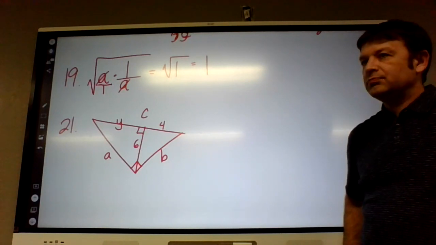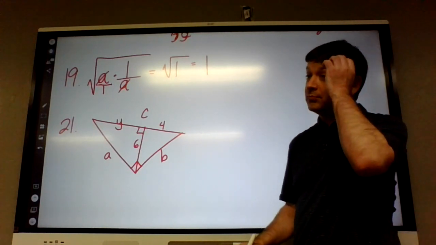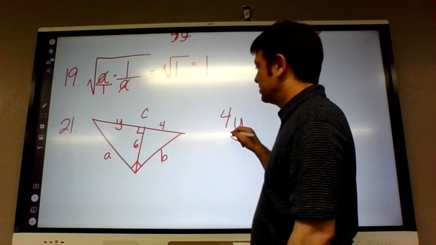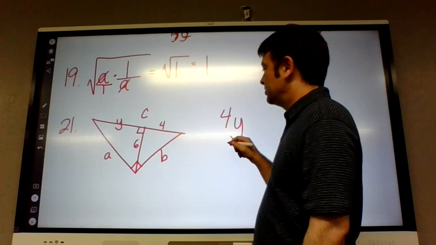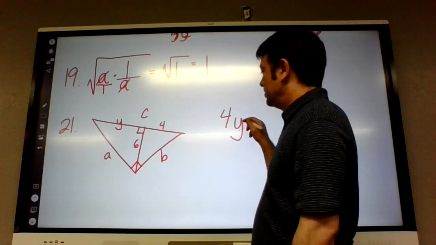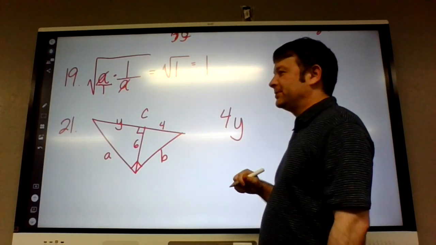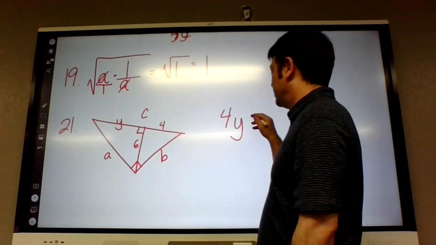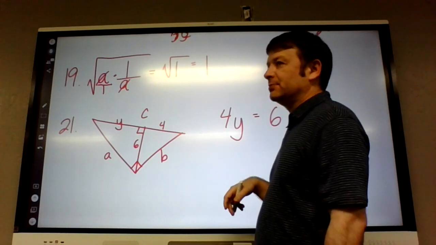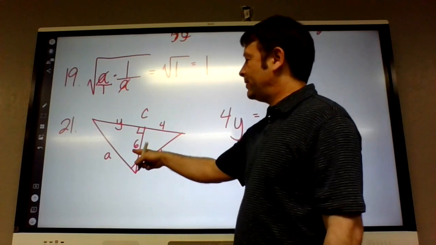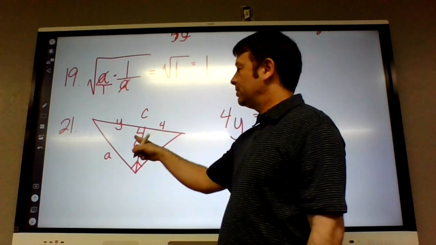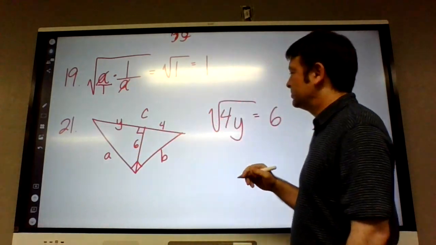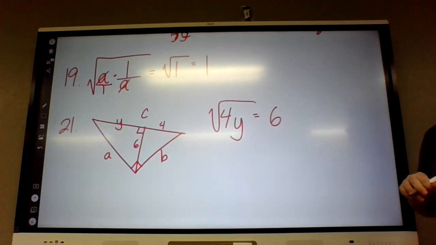To find y, you're gonna wanna do 4 times y equals 6. Close. 4y equals c. No, getting colder. 4 times y equals 6. Okay, you're close, but not right. 4 times y equals c. Okay, how did we find this earlier? We did the square root of 4 times y. Oh my goodness, the opposite. I knew it.